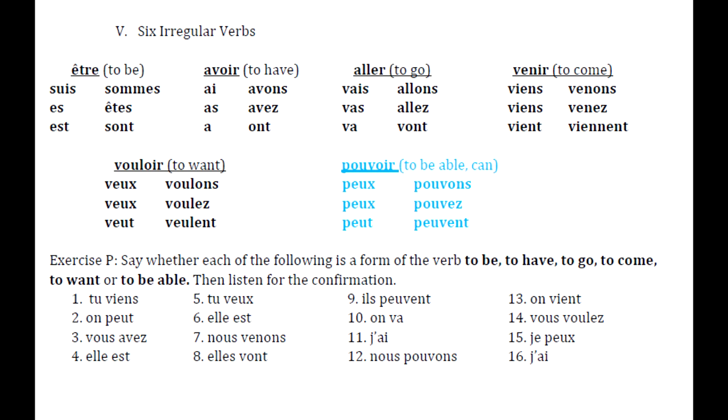6, elle est. To be. 7, nous venons. To come. 8, elles vont. To go. 9, ils peuvent. To be able. 10, on va. To go. 11, j'ai. To have. 12, nous pouvons. To be able. 13, on vient. To come. 14, vous voulez. To want. 15, je peux. To be able. 16, j'ai. To have.